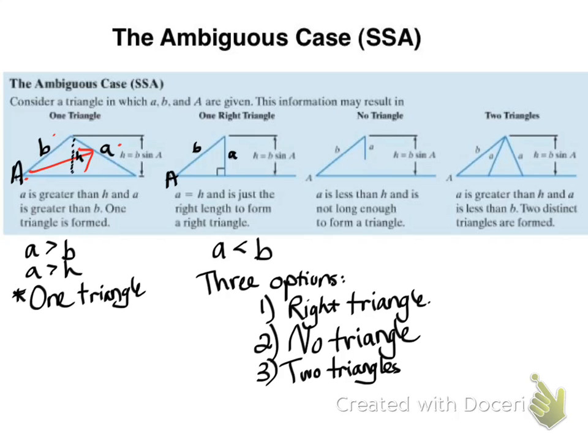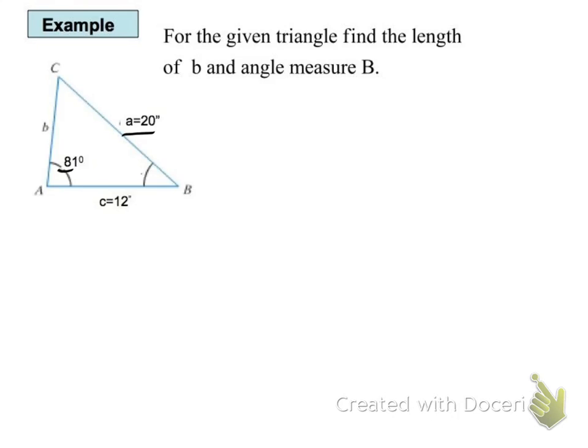So this is the case that we will have to be a little bit more careful with. This is the right triangle, where A is exactly the same as what the height would have to be, and it'll make an exact right triangle. Or maybe A is too short and it won't make a triangle at all. Or maybe A could swing in or out and make two different triangles. Let's see some of these in the next examples.